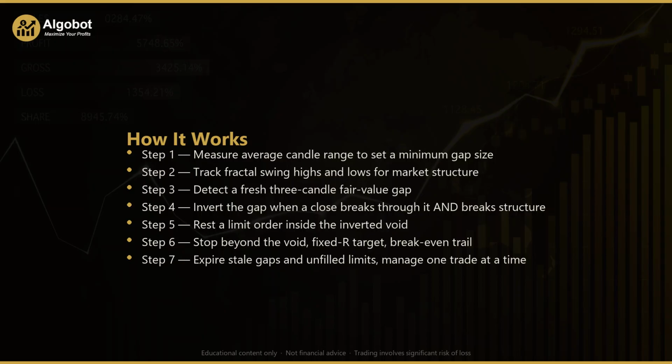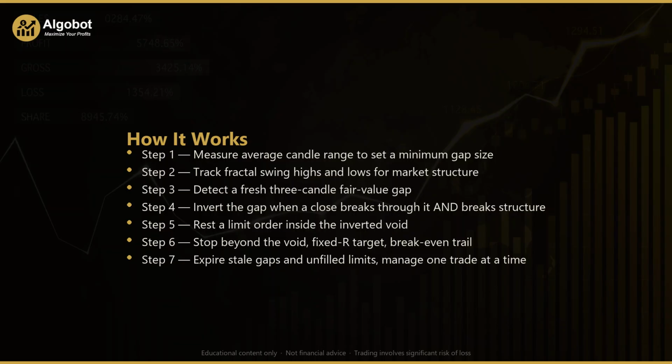Fifth, when a gap inverts, the strategy arms a passive limit order inside the inverted void. The entry depth parameter decides how deep into the void the order sits, from the first touch to the deepest edge. A broken bullish gap becomes supply, so it rests a sell limit. A broken bearish gap becomes demand, so it rests a buy limit.